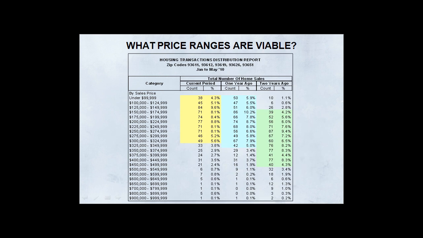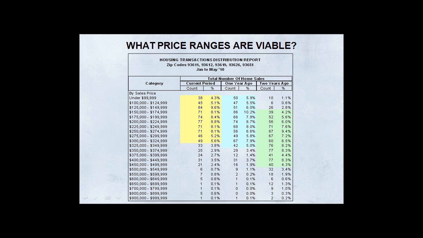Here's another way to look at the viable price ranges. These are sales numbers and percentages by price range shown from 2 years ago to a single year ago to the current period. I've highlighted here every bracket that has over 4% market share. You can see 2 years ago, even up at 400 to 499, there was 4% market share. The 500 to 549 had 3% market share.